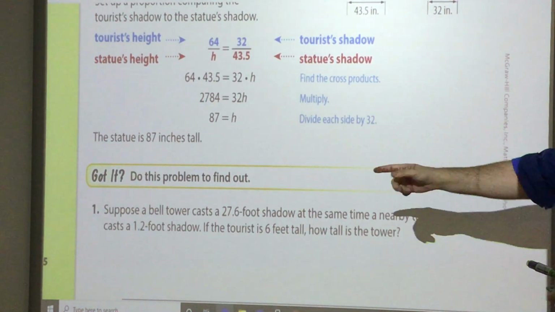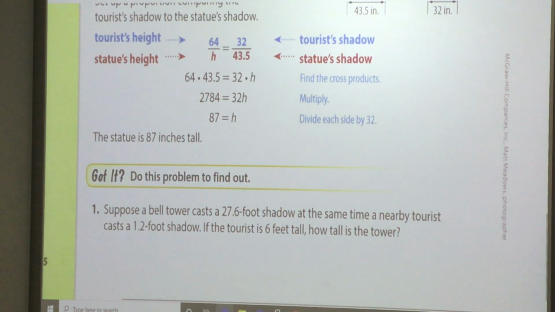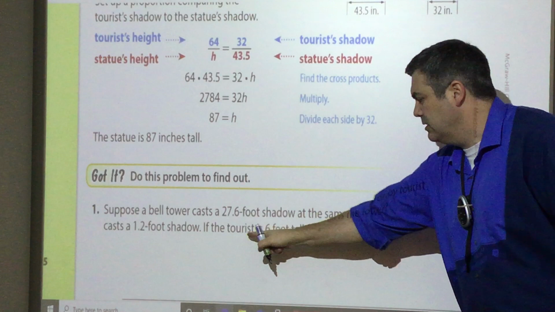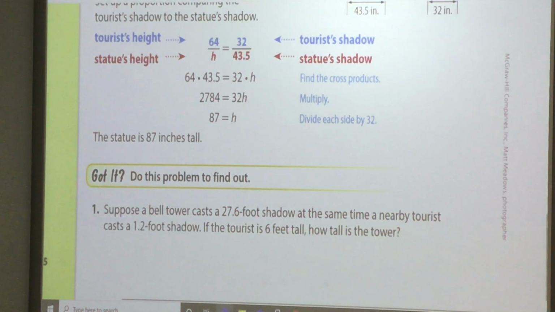Bell tower casts a 27.6 foot shadow. At the same time, a nearby tourist casts a 1.2 foot shadow. Remember where you put what? Up here, bell tower. Down here, tourist. Equals. Then they say the tourist is 6 feet tall. Up here I put the bell tower, so over here we want to know how tall the bell tower is. That's the x. Down here, height of the tourist. Cross multiply, divide.